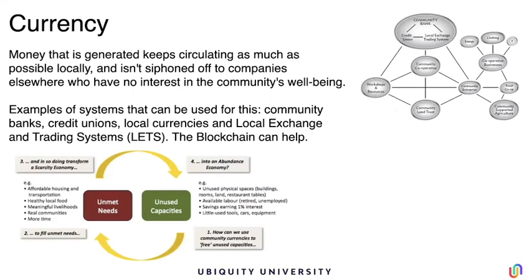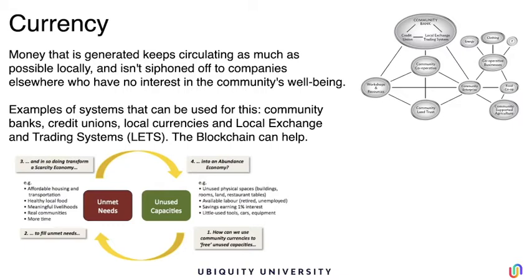So currency. Money that's generated as being the purpose keeps circulating as much as possible locally. So at the moment, if you buy stuff in your store or your supermarket, it's often produced by a company that exists outside of your community. So many of the things that we buy, we put our money in, and that money's taken out of the community. So the question is, how do we keep the money circulating within the local economy so it isn't siphoned off to companies elsewhere who have no interest in the community's well-being, right? So there's a few examples that we're going to work through in this.